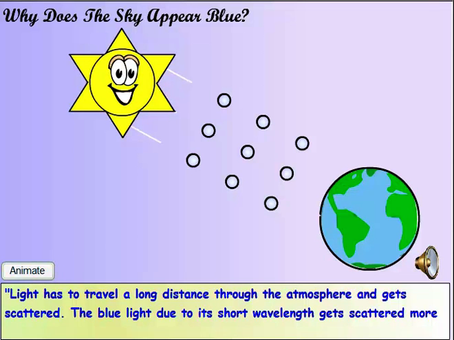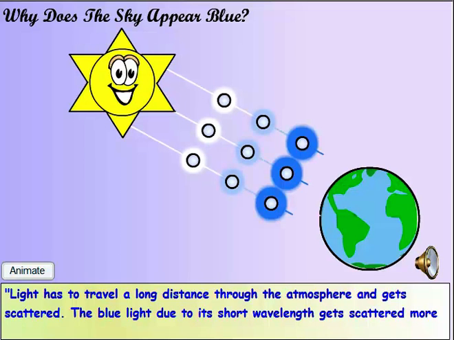Light has to travel a long way to get from the sun to the earth. The blue light, due to its short wavelength, gets scattered more than red light of a long wavelength. This scatter creates a blue color in the atmosphere, which makes the sky appear blue.